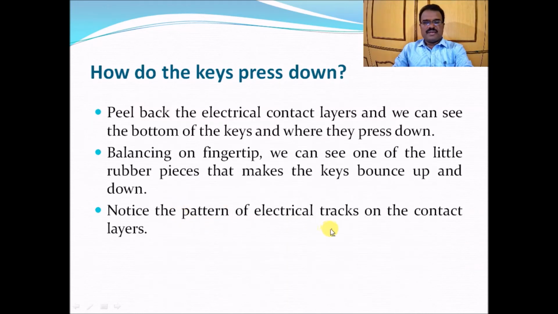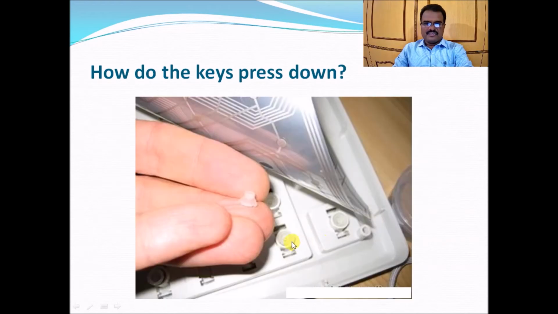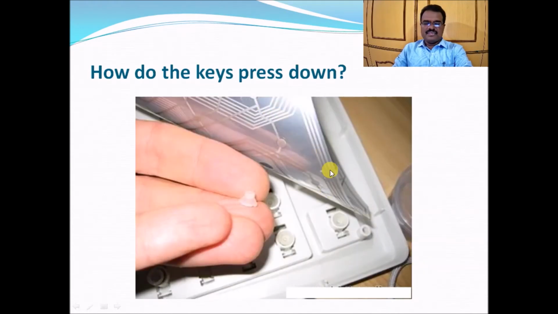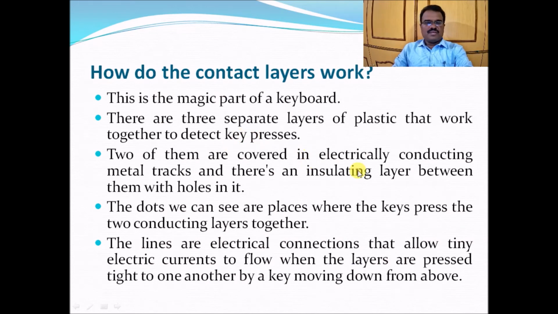So notice the pattern of electrical tracks and the contact layers here. If you pull up, we can see the electrical contacts here. This is the magic part of the keyboard. There are three separate layers of plastic that work together to detect key presses. Two of them are covered with electrically conducting metal tracks, and there is an insulating layer between them which holds them apart. The dots we can see are places where the key presses the two conducting layers together.